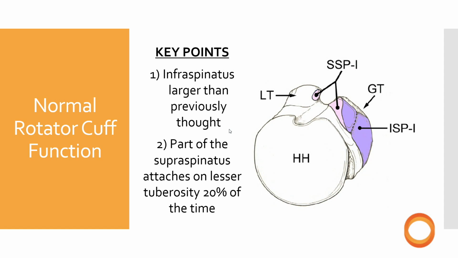So the key points are the infraspinatus is larger than previously thought. And another point in the article that was surprising is that 21% of the time, they had 113 cadaveric specimens, and in 21% of those specimens, part of the supraspinatus actually attached to the lesser tuberosity. So that is the anterior cable attachment.